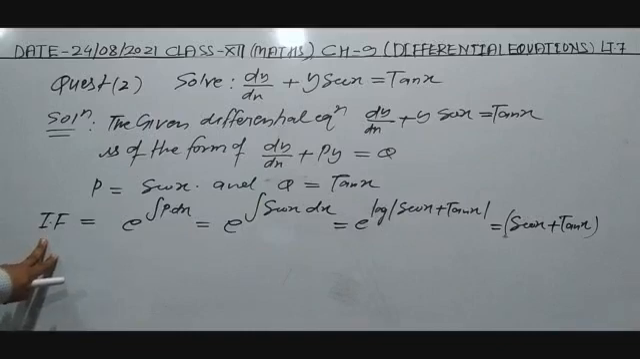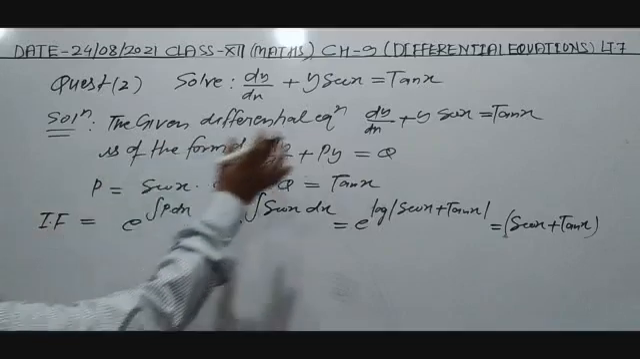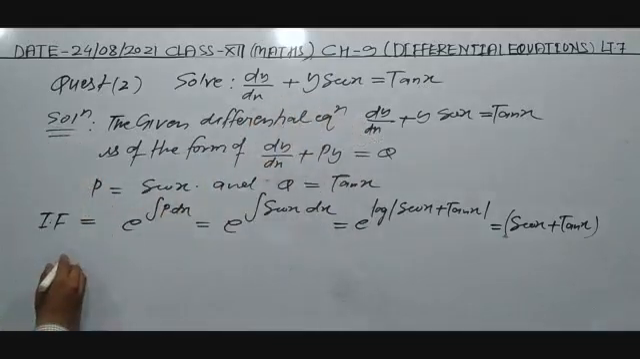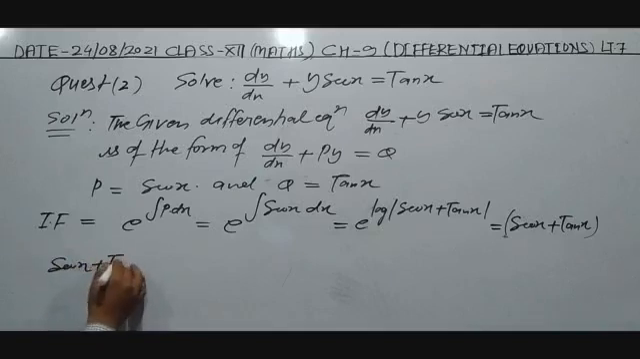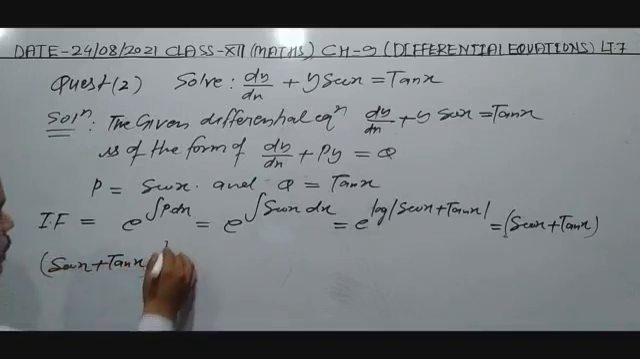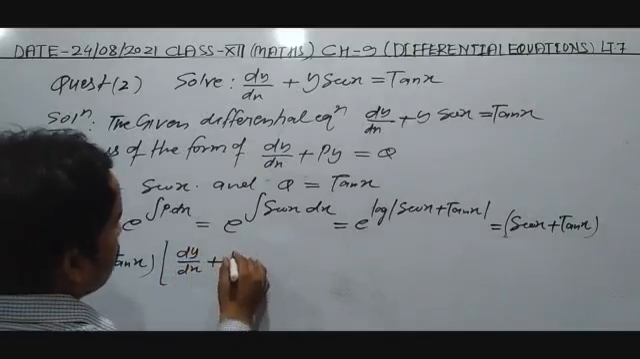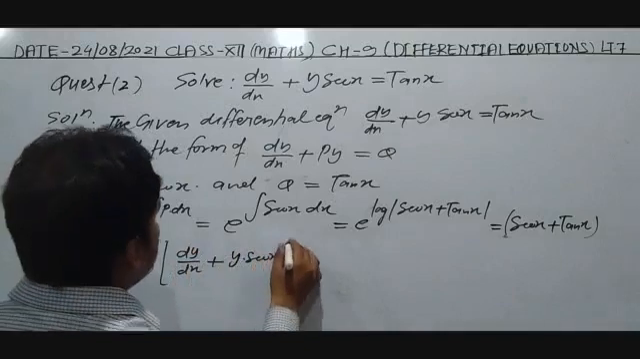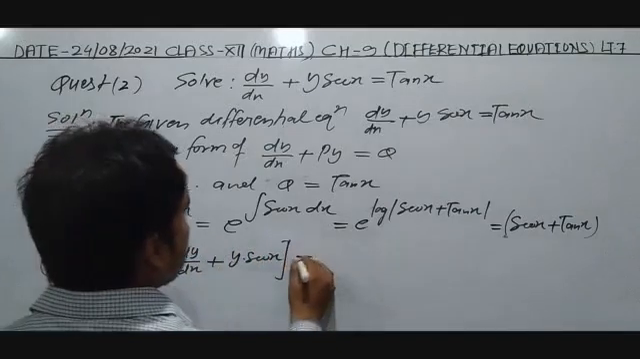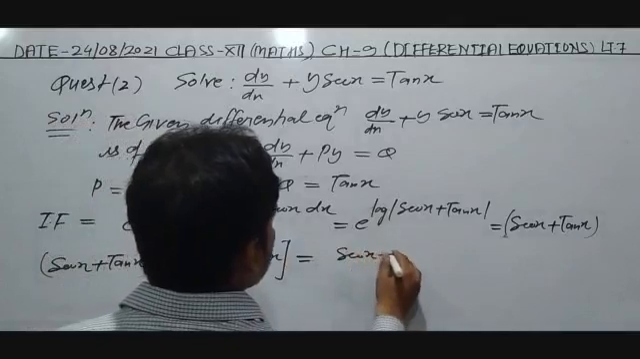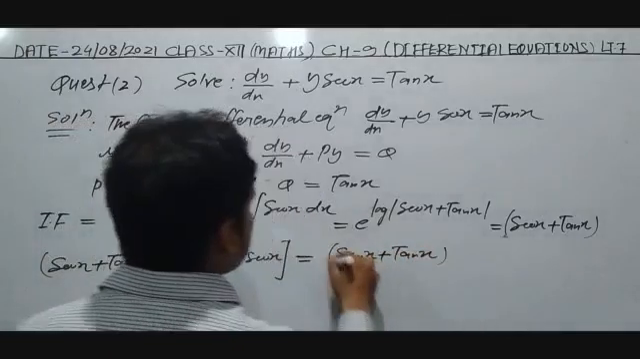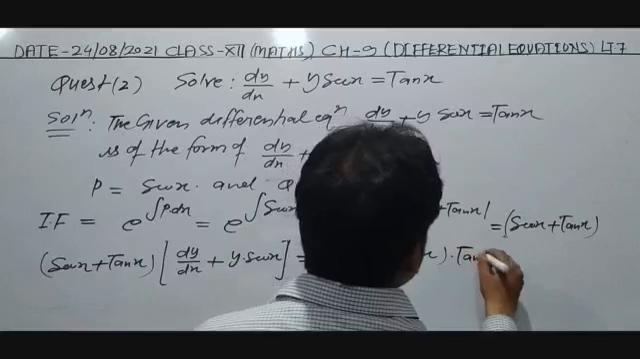Now see, now we have to multiply the integrating factor in this given equation format, dy by dx plus py is equal to q. So (sec x plus 10x) multiplied by (dy by dx plus y times sec x) is equal to (sec x plus 10x) into 10x.